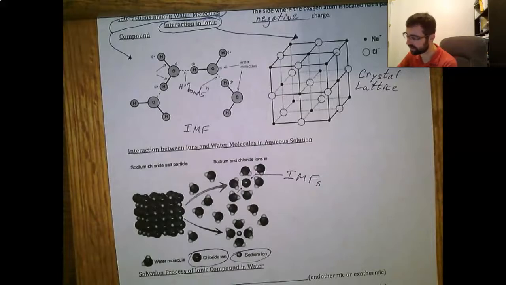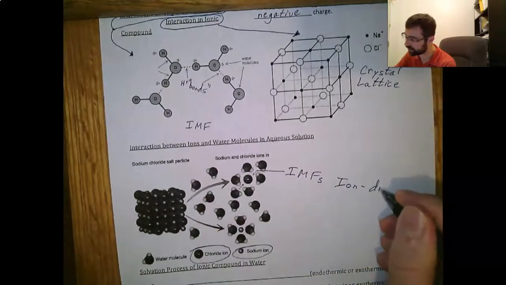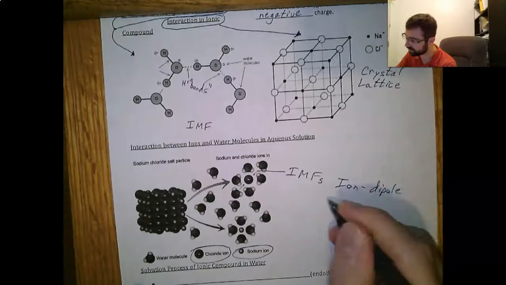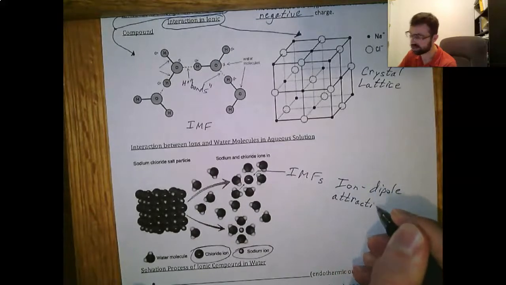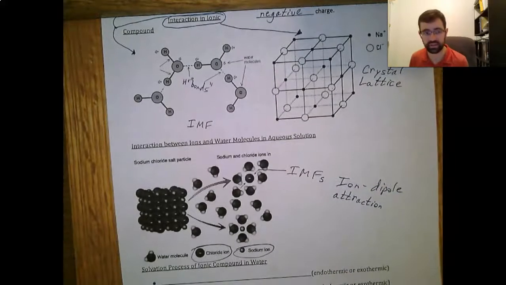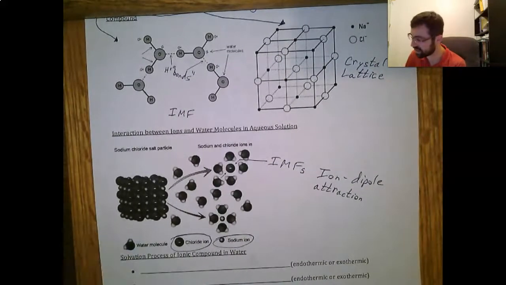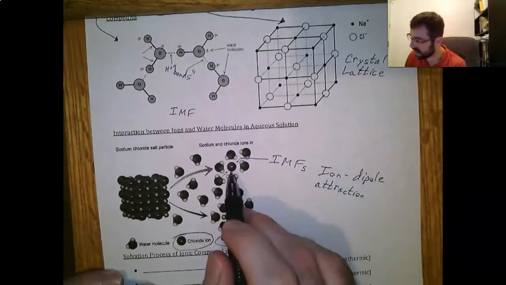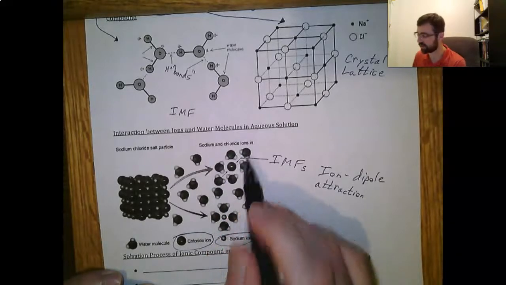Specifically, that is called an ion dipole attraction. We will spend more time talking about this in the IMF unit, but be aware of that. This is an attraction between an ion and a polar molecule, so it's an ion dipole attraction.